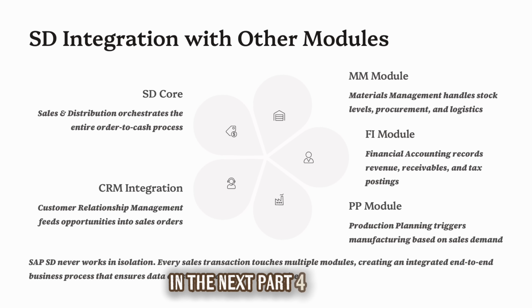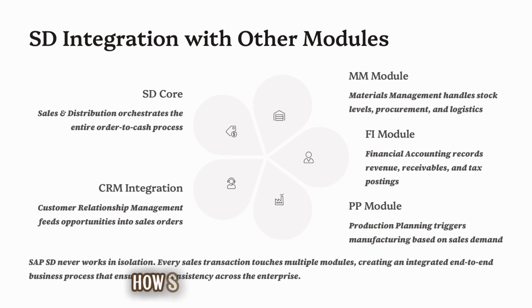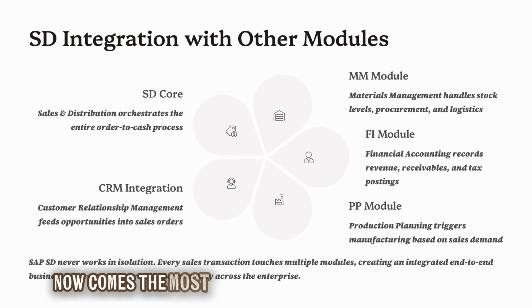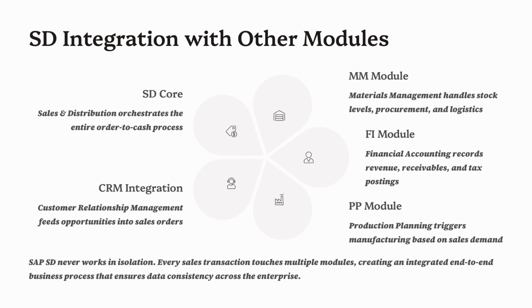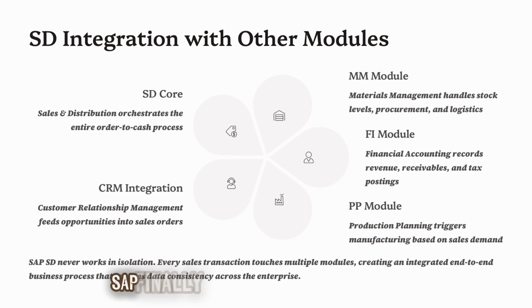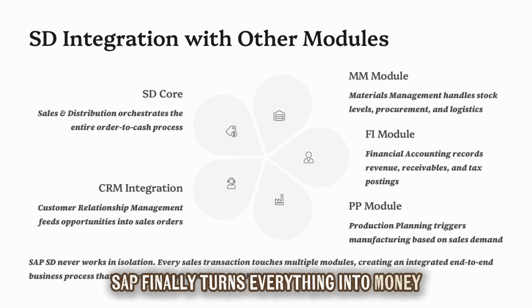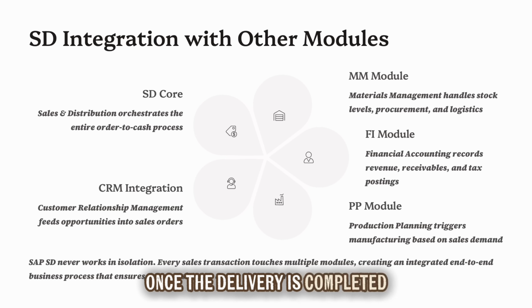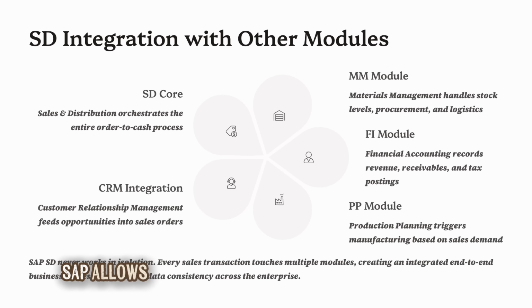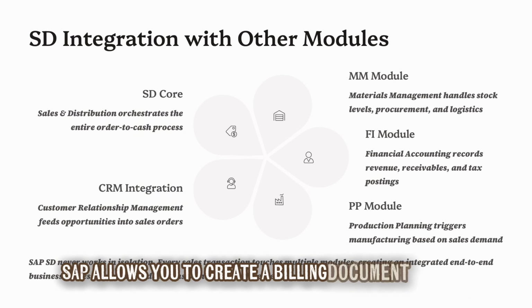Part 4. Billing. How SAP turns sales into revenue. Now comes the most important moment for the company. Billing. Up until now, SAP was tracking promises and physical movements. With billing, SAP finally turns everything into money. Once the delivery is completed, or sometimes directly from the sales order, SAP allows you to create a billing document.